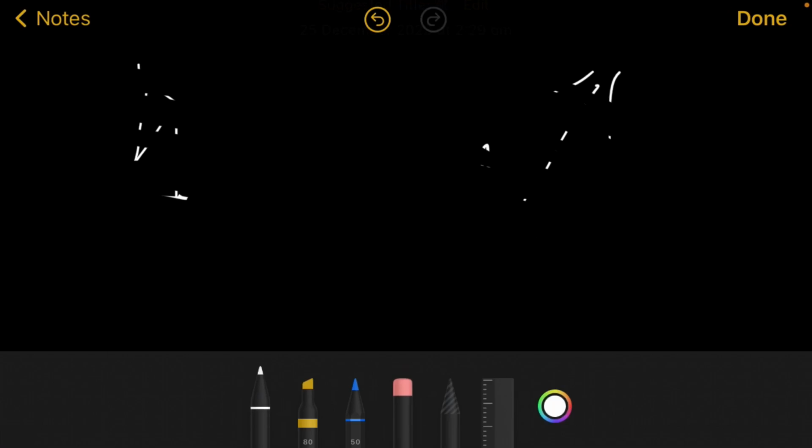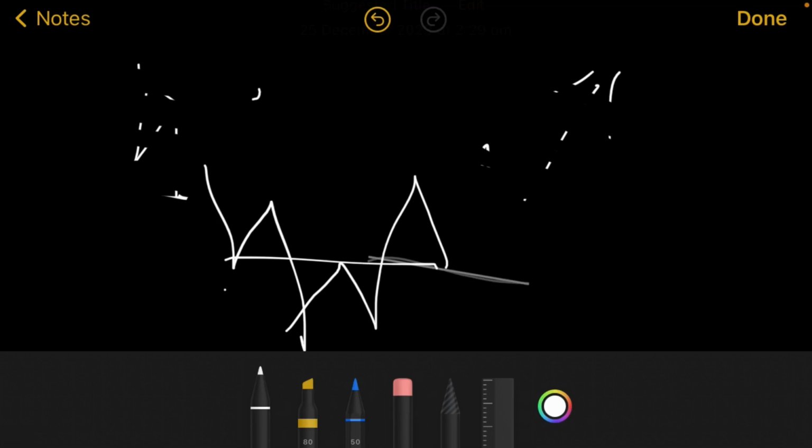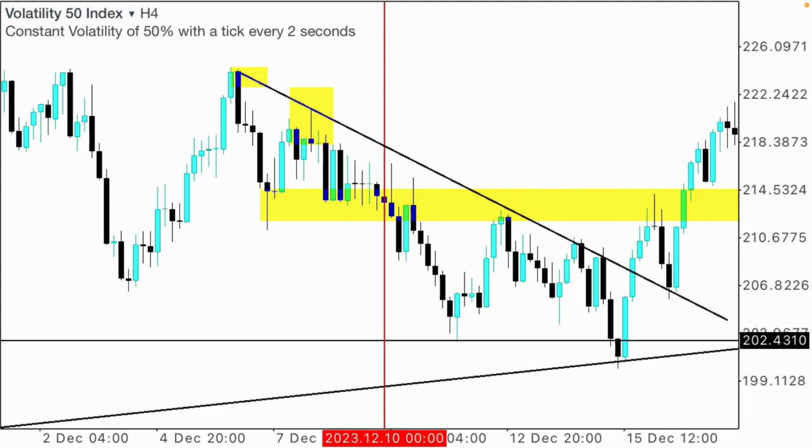So it's just more of a structure like this, right? This will be your entry, right? But it's not as perfect as this, but this is the main structure I'm looking for at the zone and the breakdown we're doing right now.